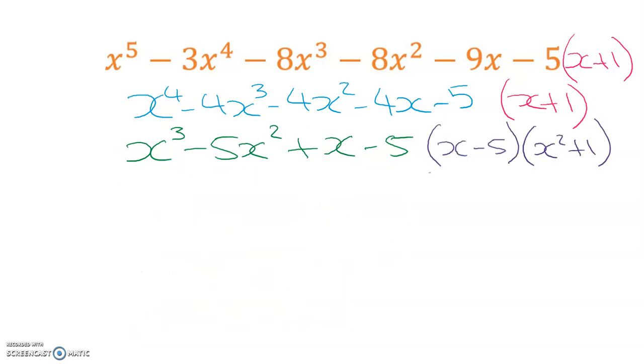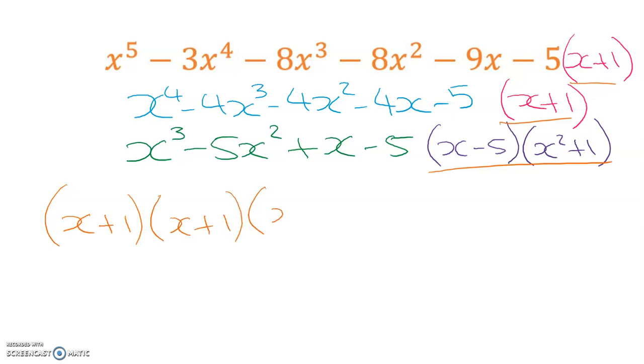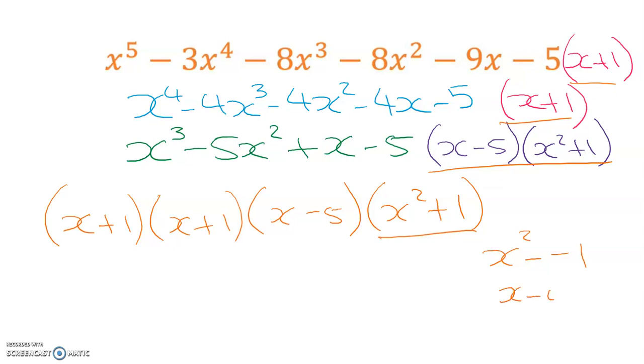So if we put all our factors together, we have x plus 1, x plus 1, x minus 5, and x squared plus 1, which isn't linear, but we can make this a difference of two squares by making it x squared minus -1, which makes it become linear as x minus i and x plus i, because the square root of x squared is x, and the square root of -1 is i.